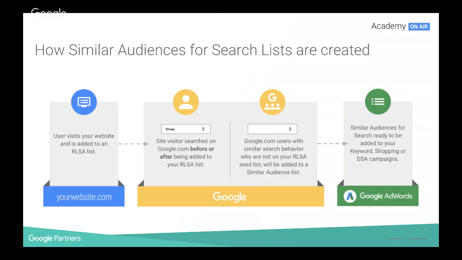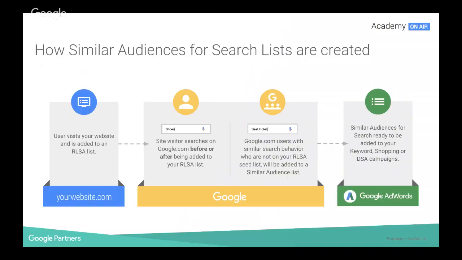It's really, really important to understand that, again, if a user is in your similar audience for search list and visits your website, they're removed automatically from the similar audience list and added to your RLSA list, to make sure that there is no overlap and that a similar audience list is a list of fresh new users that have never been on your website. You can use similar audiences on search for your search keyword campaign, shopping, or DSA.